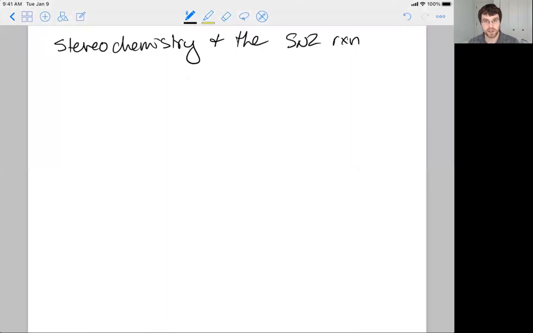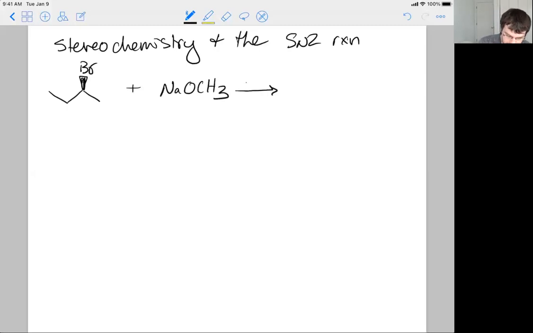So, stereochemistry in the SN2 reaction. Let's say we've got a chiral haloalkane, and we add to that a simple nucleophile, NaOCH3. Pretty simple, I guess. And we've got some solvent. Let's say we've got acetone, sure.